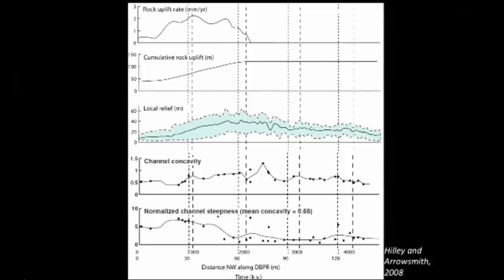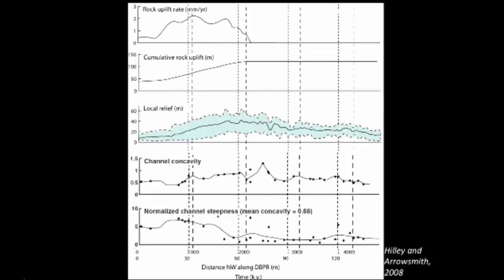And here you can see that indeed it looks like the channel steepness is higher where the rock uplift rate is higher. And the concavity is kind of all over the place, and it seems to really change more as we see drainage integration occur kind of in the middle of the dragon's back. So we start off with small channels here, and they're not very deep. And as we go this direction, they get deeper, and they also start to integrate. And so we get some kind of crazy concavities in there.